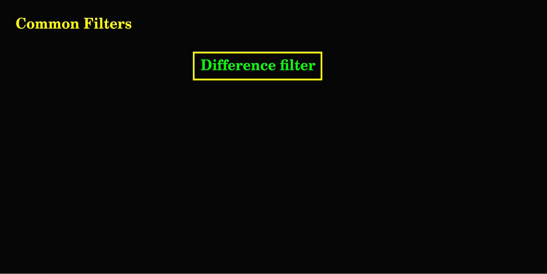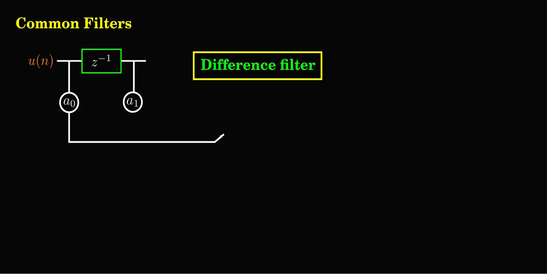Then next, another important filter, the difference filter. So let me take again u n, the input stream, pass it through a delay block, and I am going to tap off A0, tap off A1, pass it through an adder, and that is output y n. So this is a FIR filter.